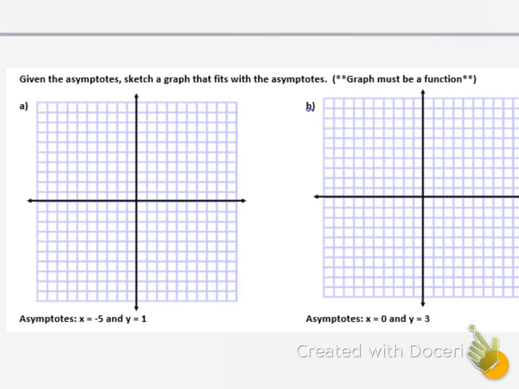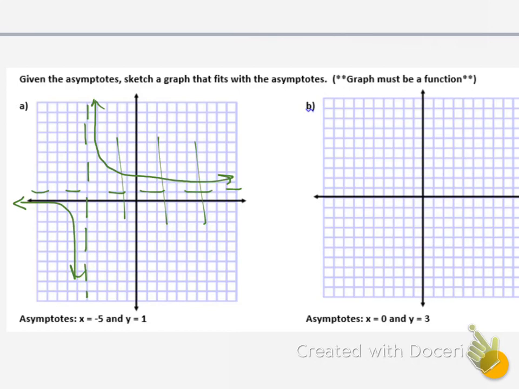Okay, given the asymptotes, write them in and then sketch graphs that would work. So x equals negative 5, 1, 2, 3, 4. Here's my x equals negative 5, and then my last one was y equals 1, and then you have to make sure you get closer and closer to them, and it passes the vertical line test. So here are my arrows getting closer and closer to them. It's not crossing them, but it passes my vertical line test everywhere I check it.